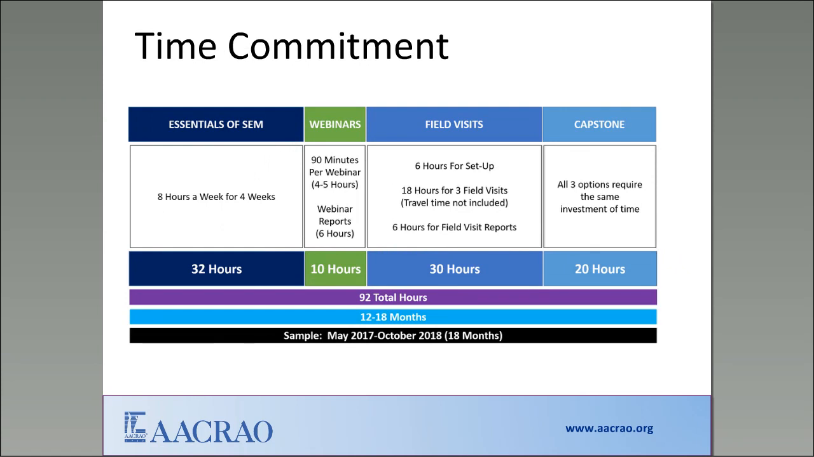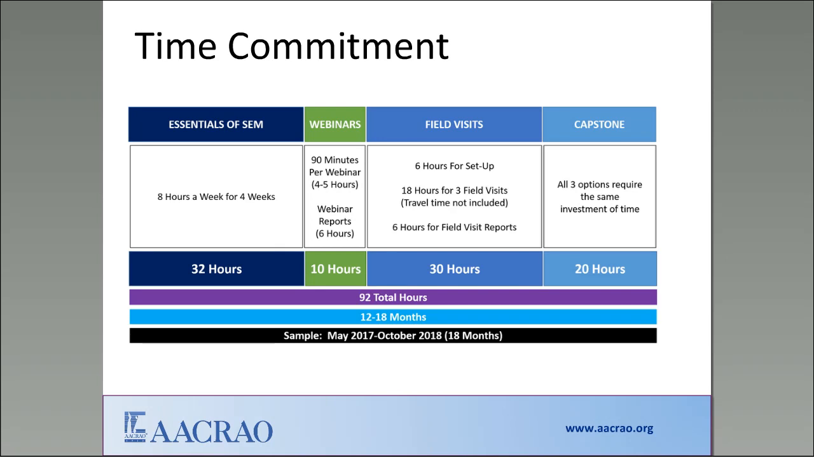In terms of the time commitment, you can see on this chart that we total up the hours to be just over 90 hours, and the program is designed to be completed in 12 to 18 months. I would say that most are taking the 18-month period just because of life and the busyness of all of us as practitioners. But the two largest components are going to be the Essentials of SEM, which is 8 hours a week for 4 weeks, again highly structured, and then the field visits, primarily because of the time to set up, complete them, and do the field visit report.